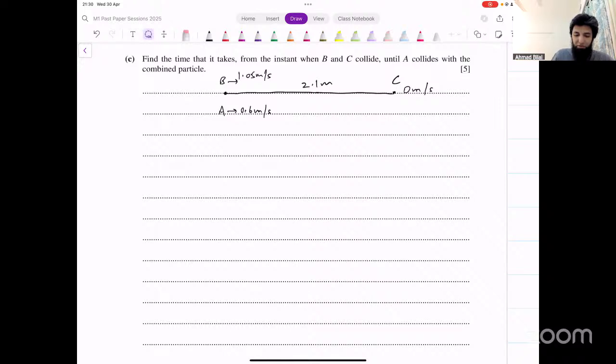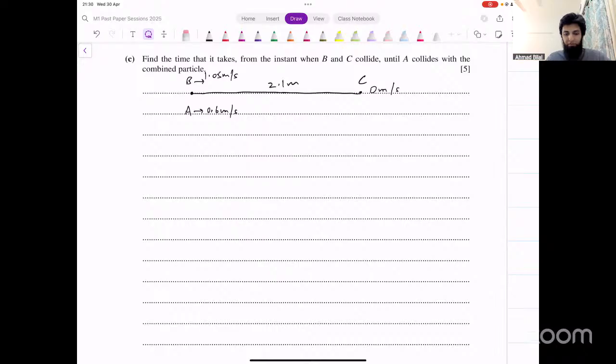It's a smooth surface. There's no friction. It's moving at constant velocity, constant speed. So we can say the time taken by B to reach C from this point onward. What's that going to be? Distance is 2.1 divided by the speed. That's 1.05. That turns out to be 2 seconds. So it takes 2 seconds.